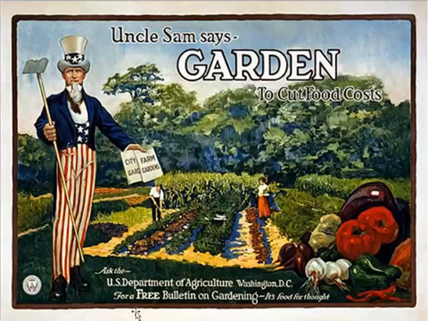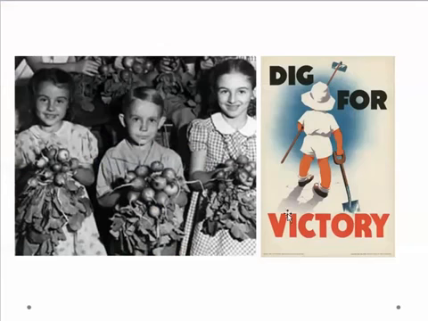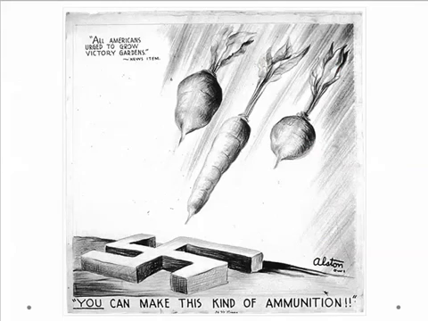Here's a U.S. Department of Agriculture piece from Washington, D.C. about growing your own victory garden. Here's some kids here growing their own garden. Here's a cartoon here: "You can make this kind of ammunition." In other words, conserve food, and we can beat the Nazis.